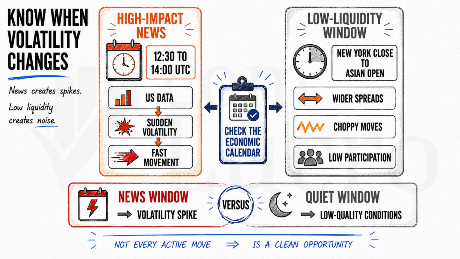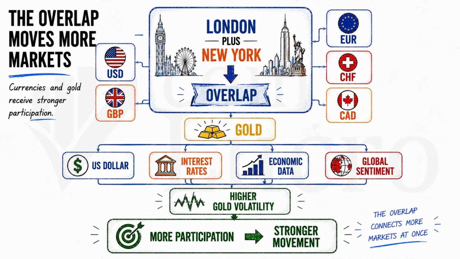By contrast, the quietest stretch is the gap between the New York close and the Asian Open, a low liquidity window where spreads widen and moves turn choppy, so many traders simply avoid it. This overlap can create strong movement in pairs involving the US dollar, British pound, euro, Swiss franc, or Canadian dollar.